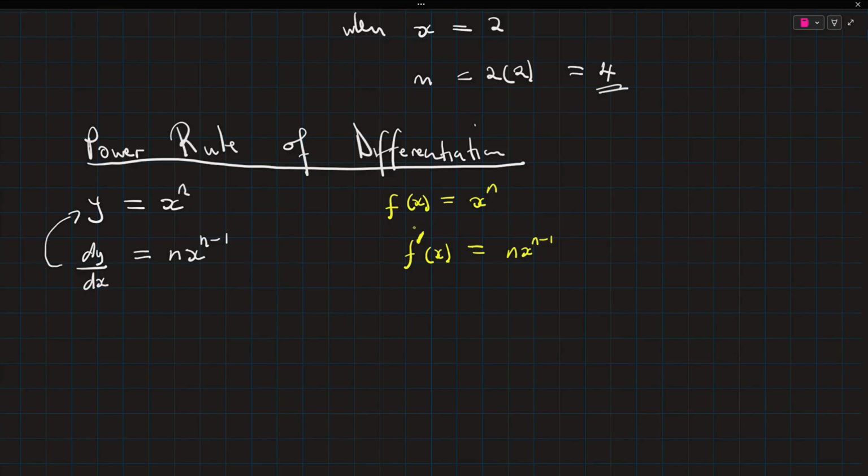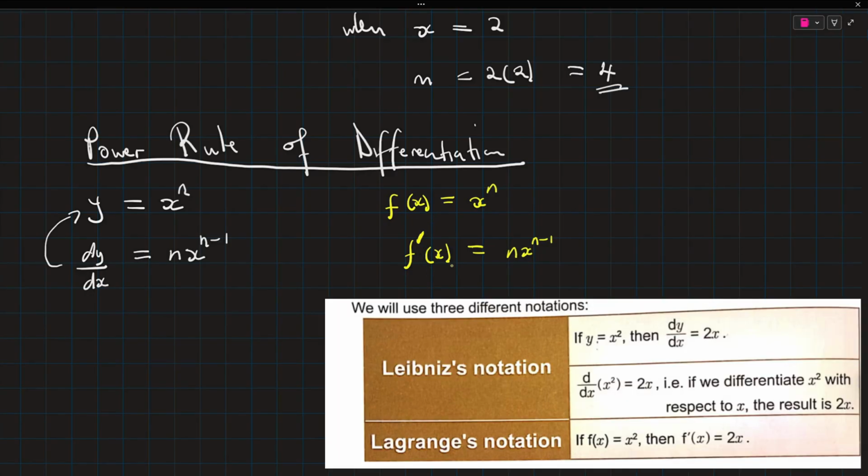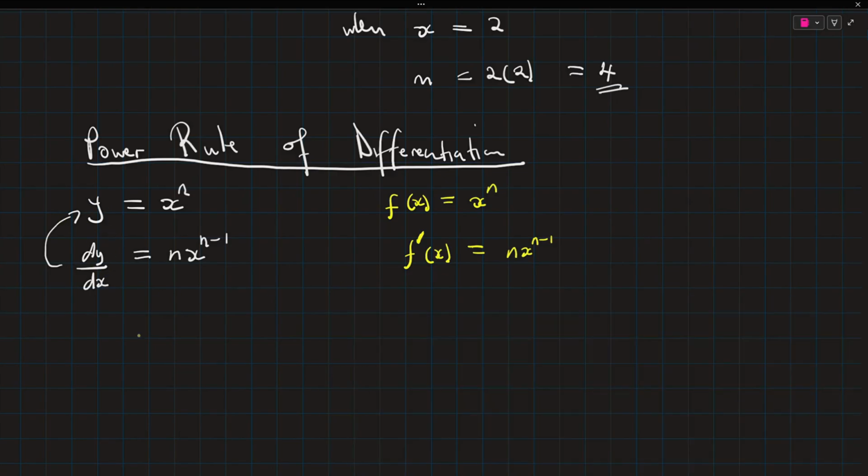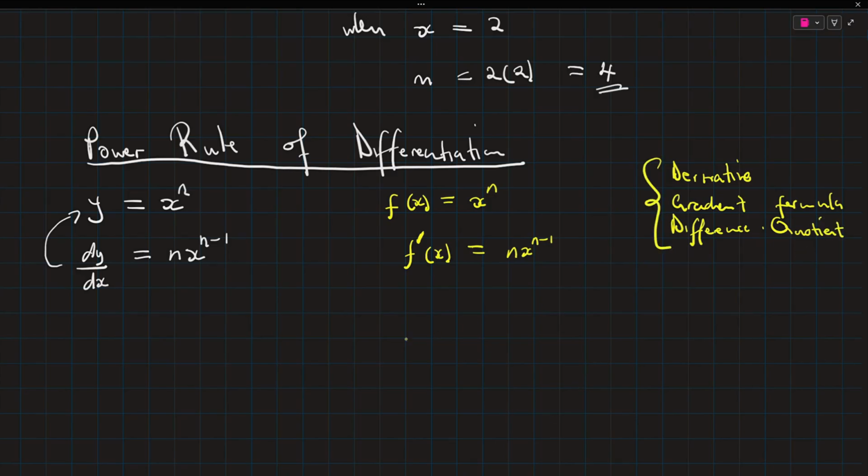So this notation: if our function is given in terms of f of x, we can use f dash of x, or f prime of x. And if our function is given in terms of y, we use the notation dy on dx, which will be our derivative or our gradient formula. So we said it's either the derivative, or the gradient formula, or the difference quotient. All of these are the same thing.